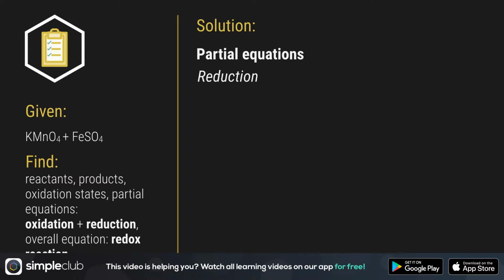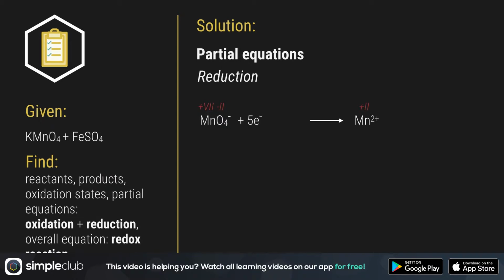First, the reduction. Reduction is where we're going to be gaining electrons. So we're going to be looking for those substances where the oxidation state is getting smaller, like here where the permanganate is giving us manganese 2. We can see that the oxidation state of manganese is getting reduced, from +7 down to +2, which means we're going to be picking up 5 electrons.